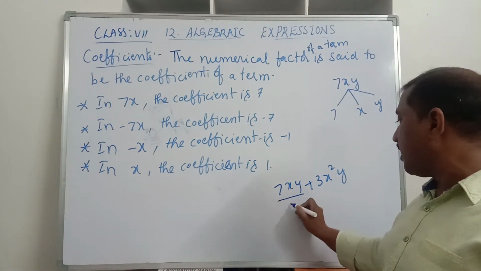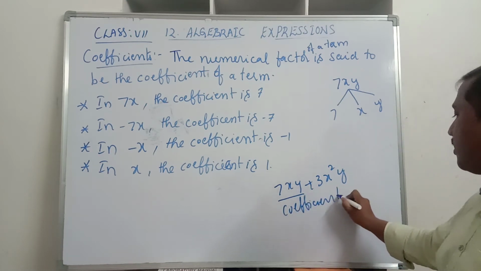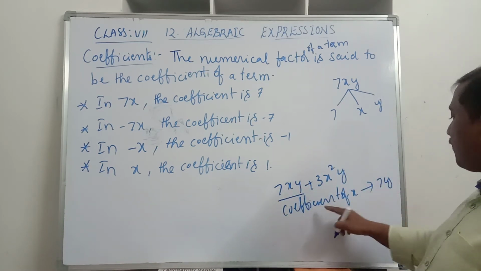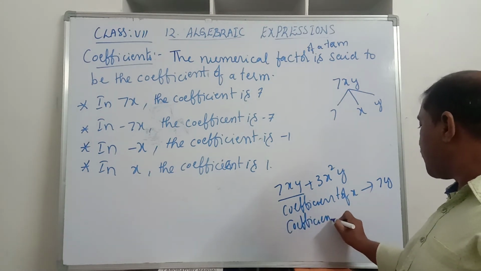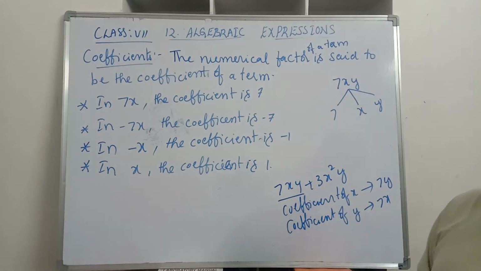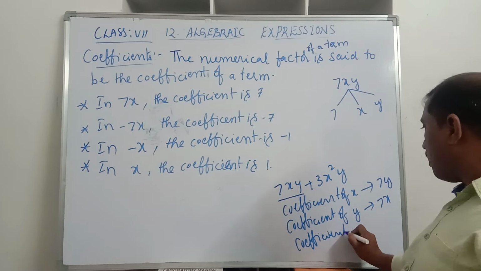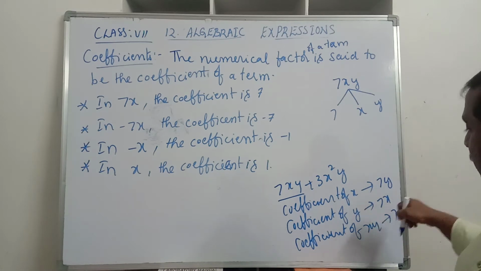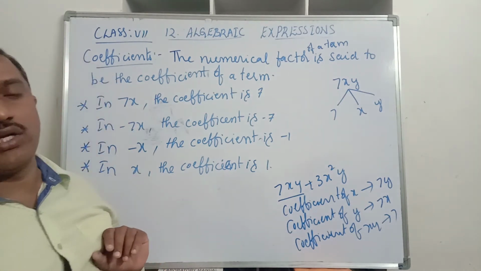So the coefficient of x is the remaining part other than x. What do we have? 7y. So the coefficient of x is 7y. The coefficient of y is the part other than y. What do we have? It is 7x. 7x is the coefficient of y, and the coefficient of xy is 7. So even if you go deeper, for each term, each factor, we can write the coefficient.